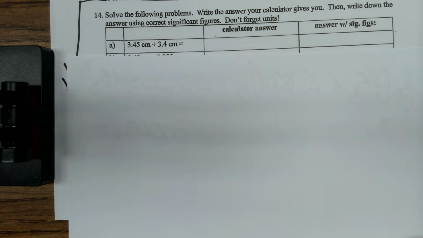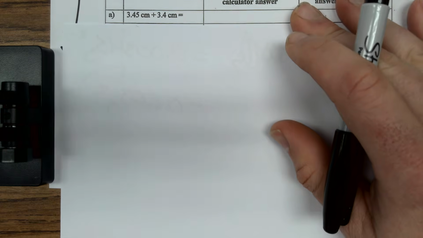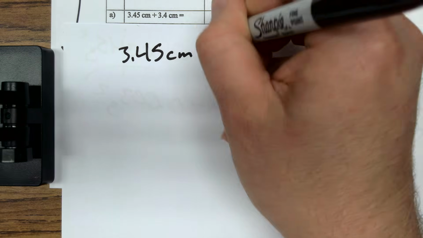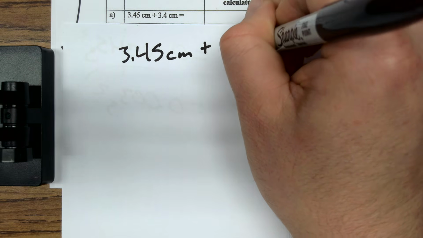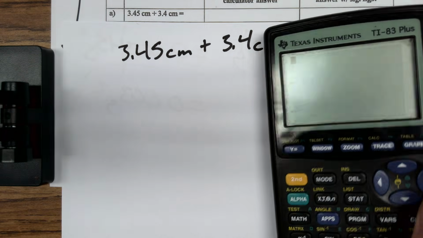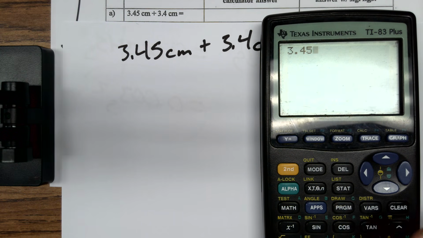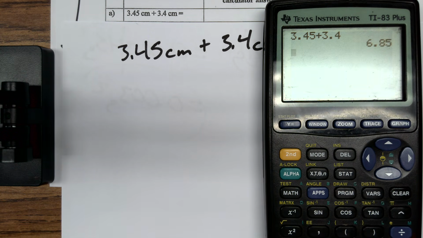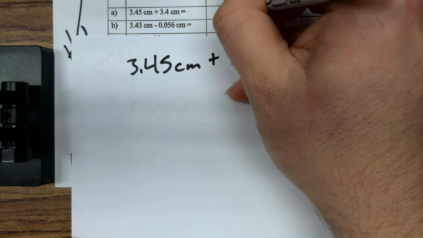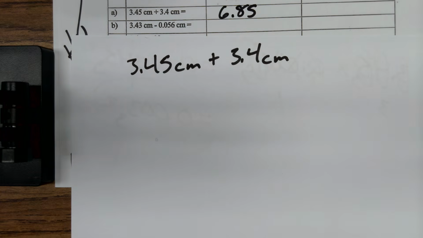Let's do A, 3.45 plus 3.4. 3.45 centimeters plus 3.4 centimeters. Like I said, you're going to take your calculator out. 3.45 plus 3.4 gives me a grand total of 6.85. So I'm going to write that in my calculator answer column. 6.85. What's my units going to be? Centimeters.